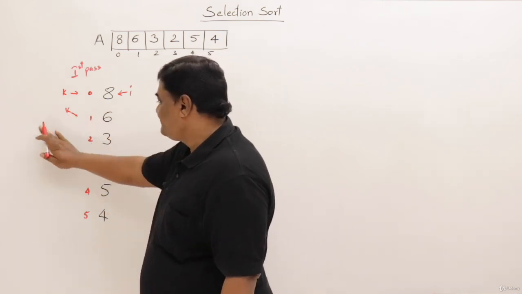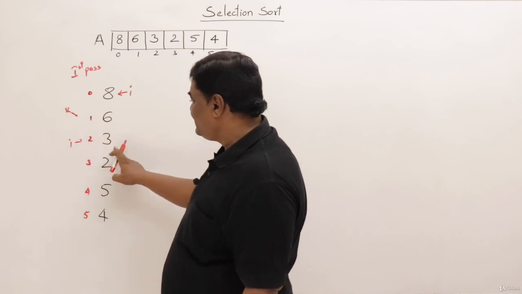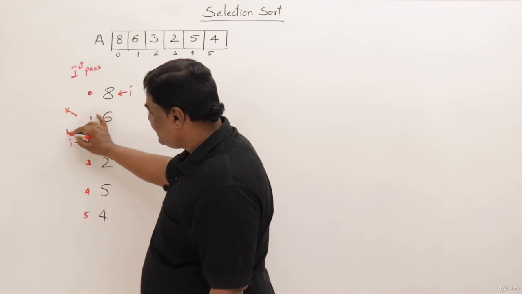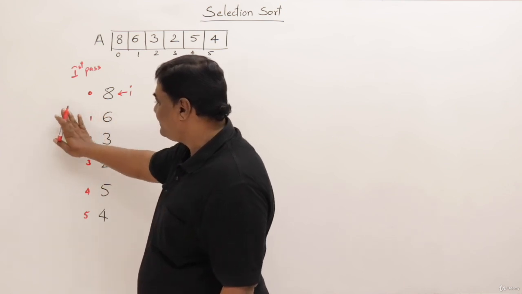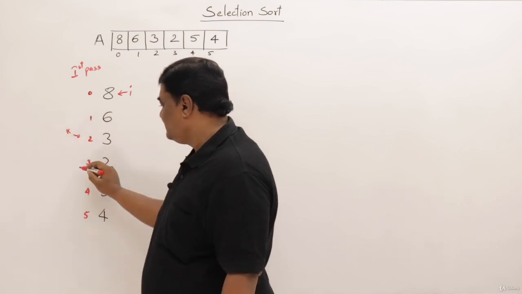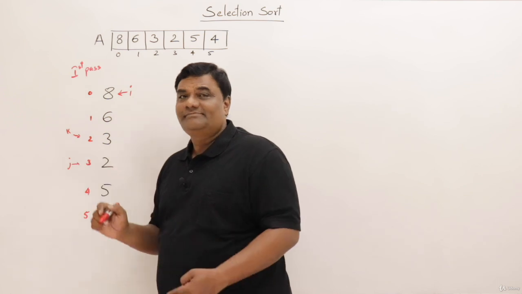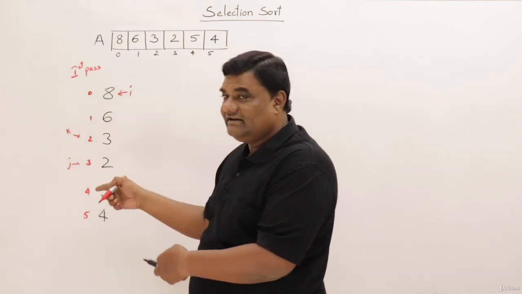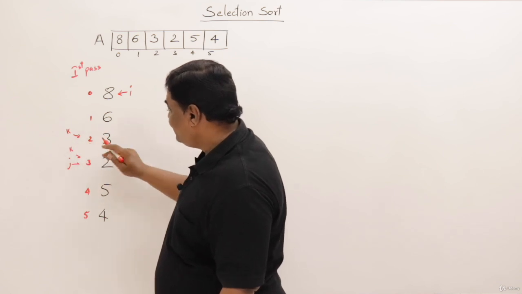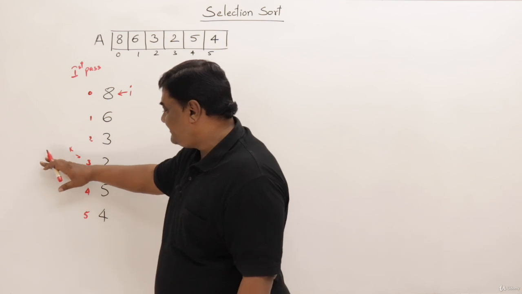Continue. J moves to the next location. J is pointing on this element. Is it smaller than where K is pointing? Yes. So call K here, ask it to stand here. This is the smaller element we found. Then move J to the next element. J is here. Is it smaller than the element where K is pointing? Yes. So call K here. We got a still smaller element. Now J moves to the next element.